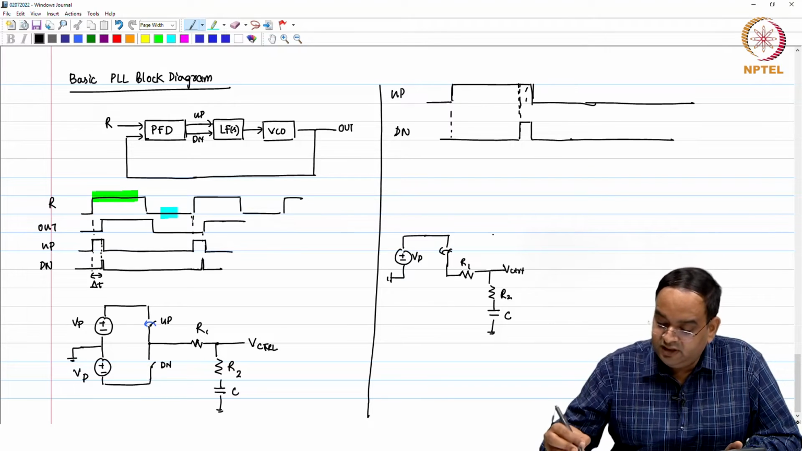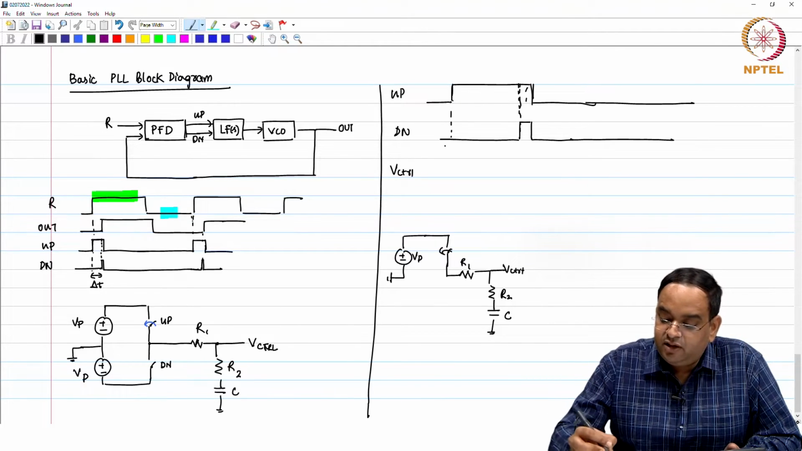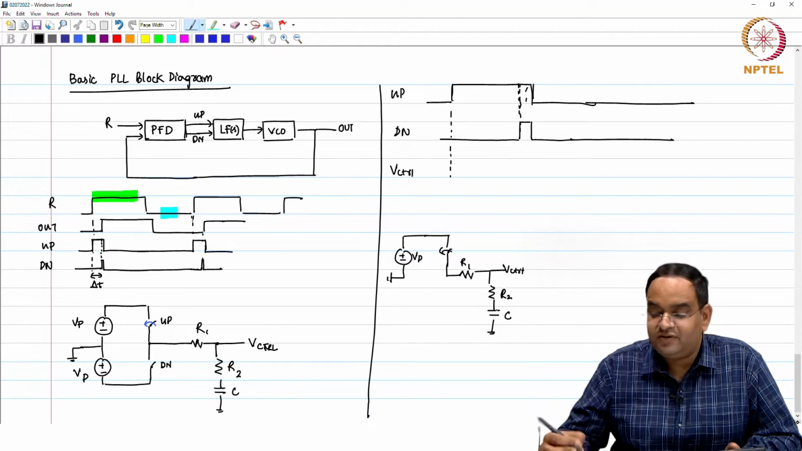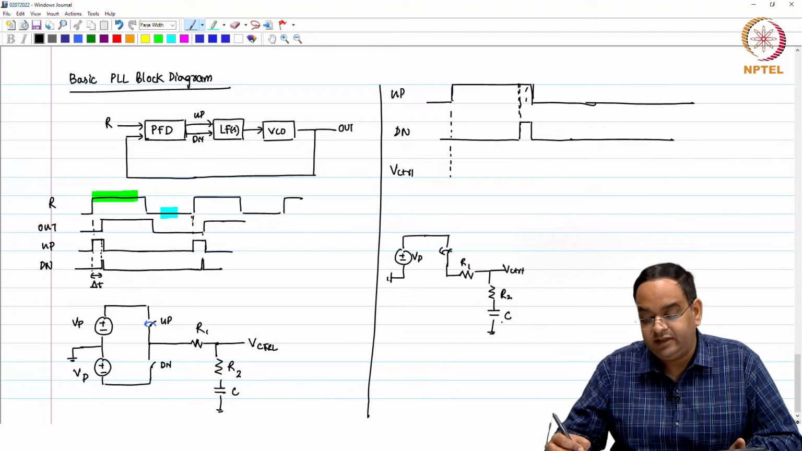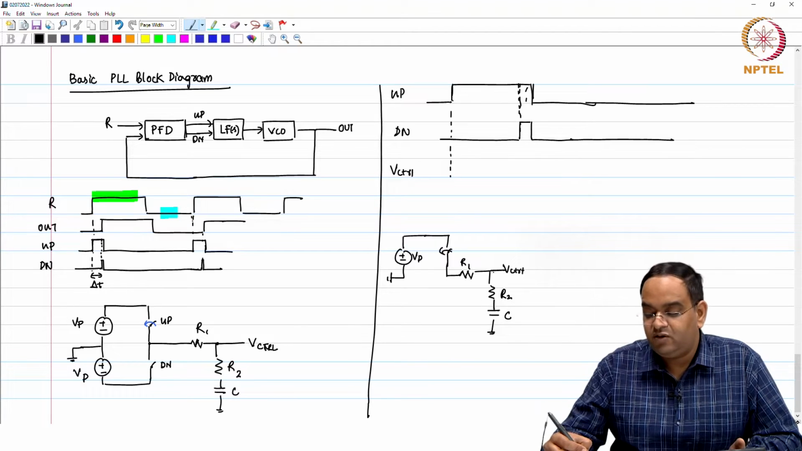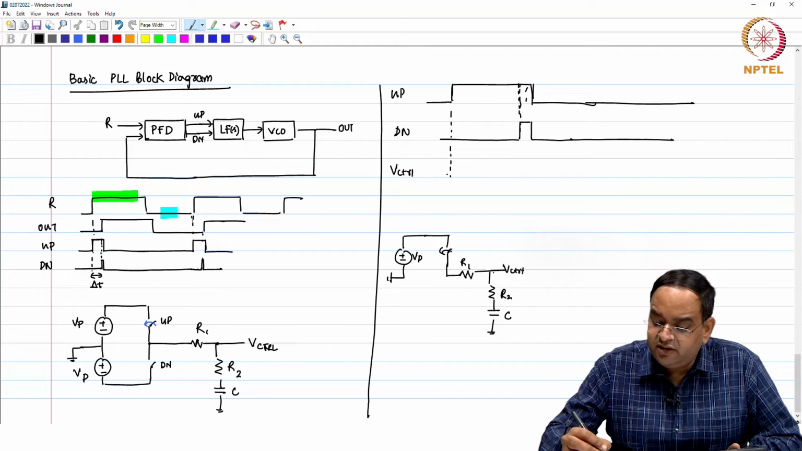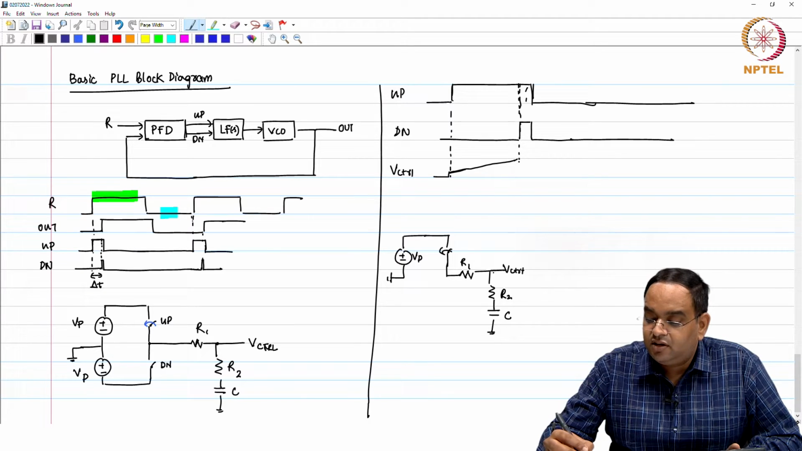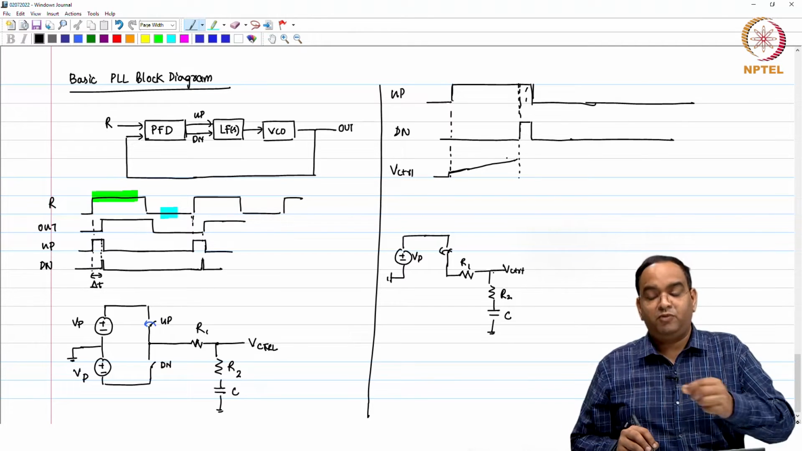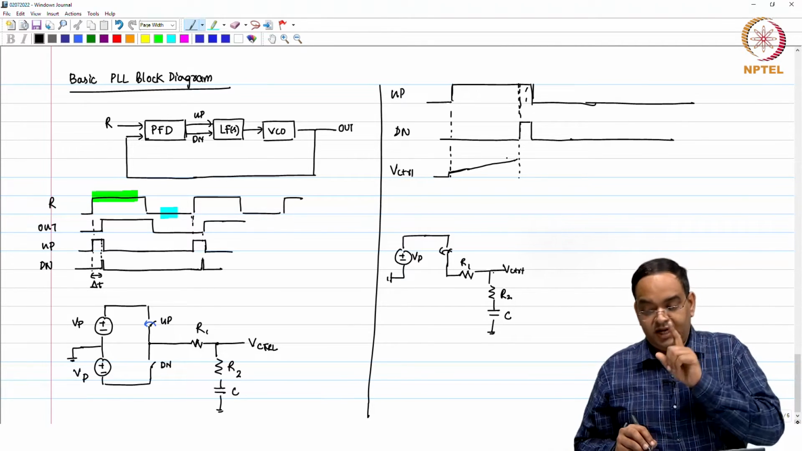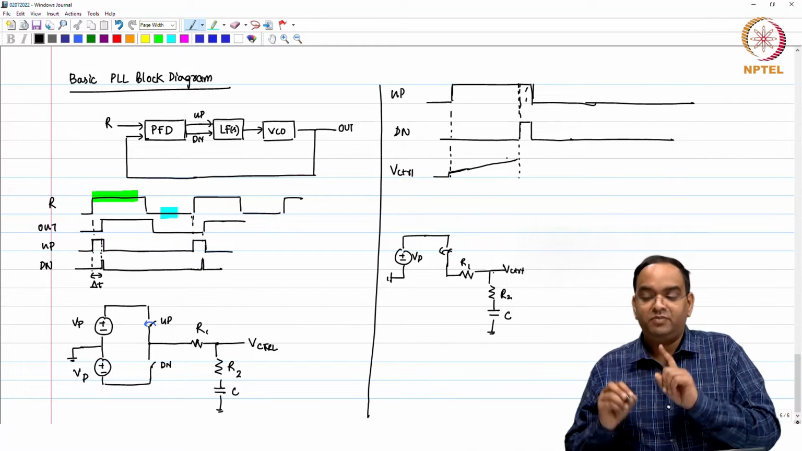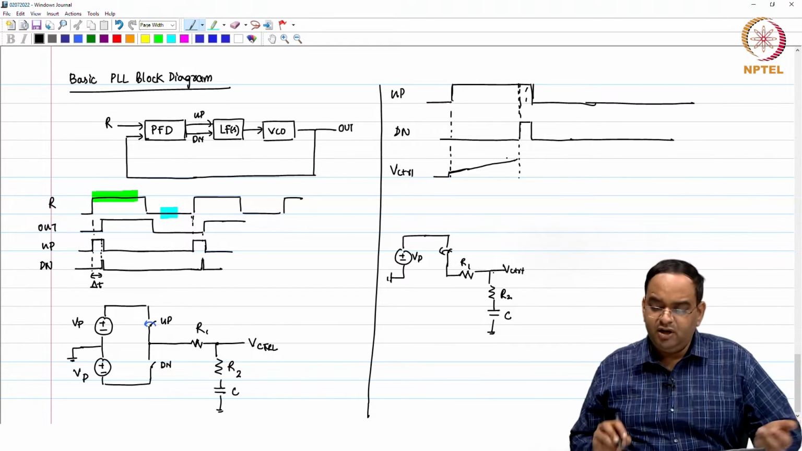I am not solving this particular part, but I am just writing your V control as whatever the previous value it had, because it has a capacitor, right. Based on this capacitor, you will see that this voltage will increase. I am just drawing it, do not go by this curve. Okay. Whatever voltage it has will be proportional to Vp for sure. I am not writing the exact equation, but this is how it will look.